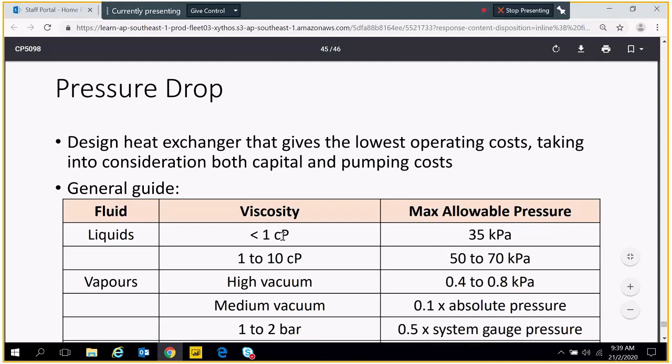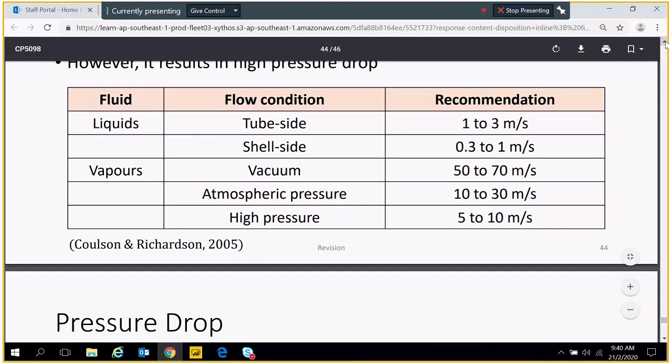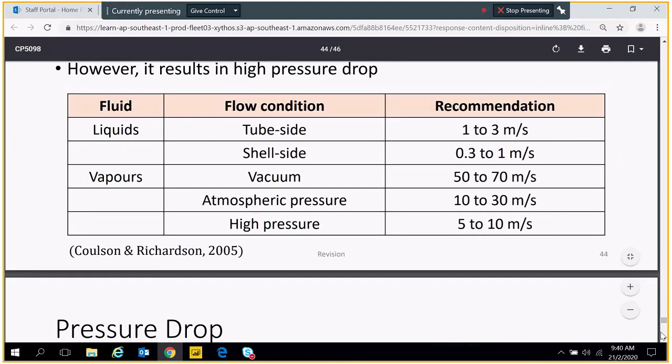Should be less than 35 kPa. That's for liquid, if your viscosity is less than 1 cp. If your viscosity is from 1 to 10 cp, the maximum allowable pressure drop will be 50 to 70 kPa. This is for the whole heat exchanger. That is pressure drop. This is velocity.